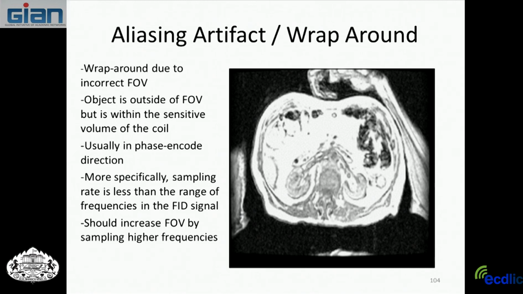This usually happens in the phase encoding direction. The sampling rate is less than the range of frequencies in the free induction decay signal. So again, we're not sampling those frequencies fast enough. To get rid of this type of error, you might want to increase your sampling rate.